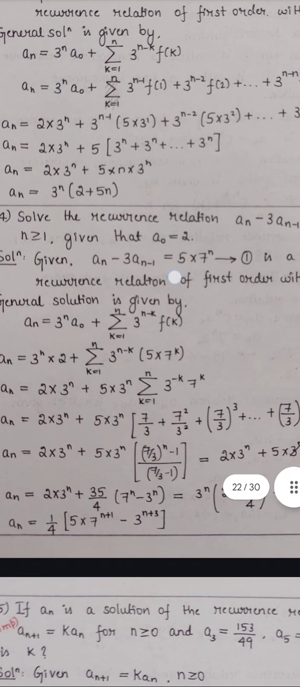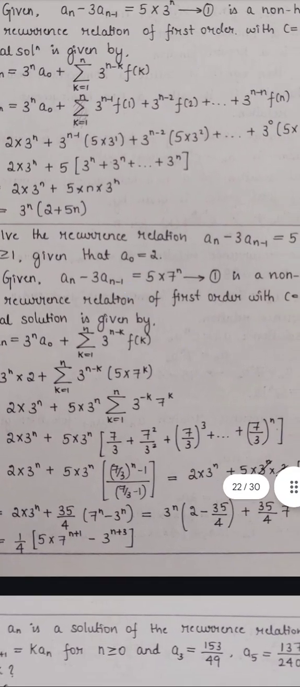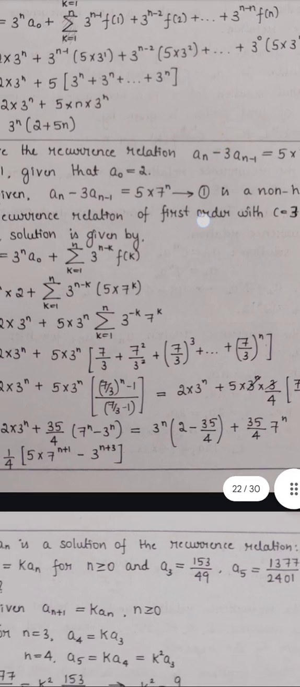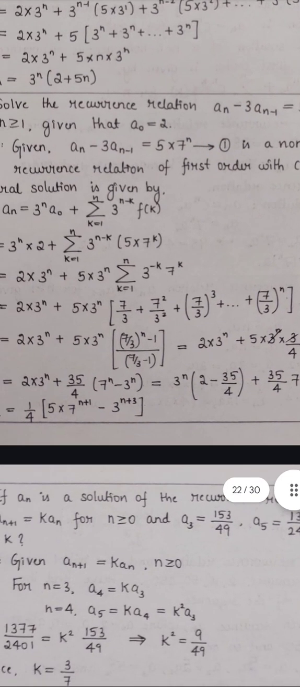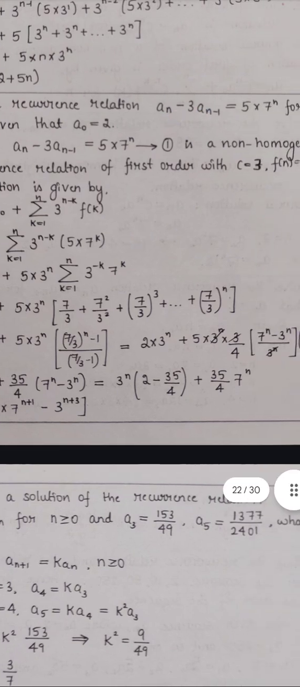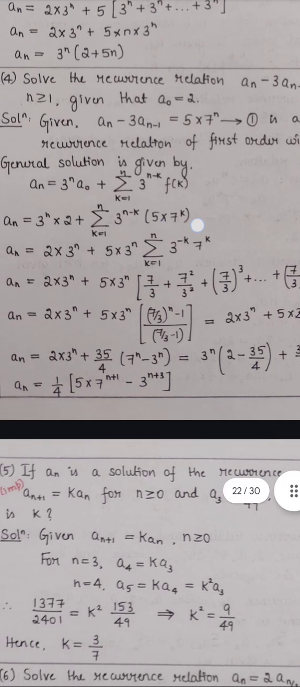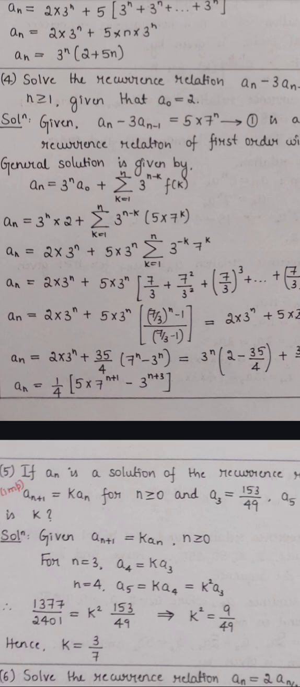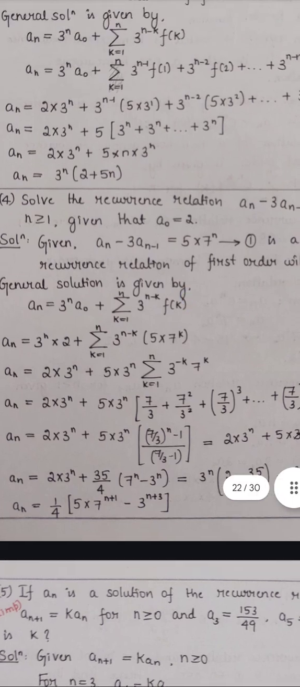a_n equals 2 into 3 power n, then 7 fives are 35, 7 power n minus 3 power n. That gives you 3 power n into (2 minus 35 by 4), because 3 power n is common in both, and then plus 35 by 4 into 7 power n. So then a_n equals 1 by 4 times (5 into 7 power n plus 1 minus 3 power n plus 3).